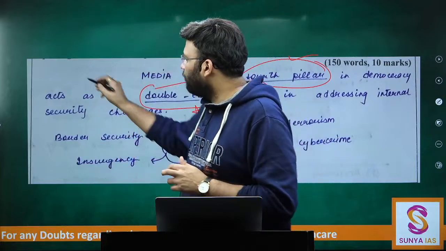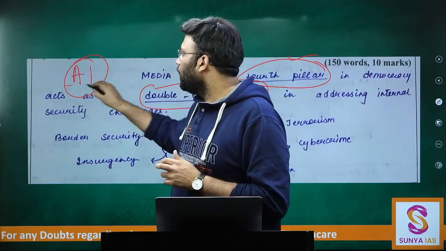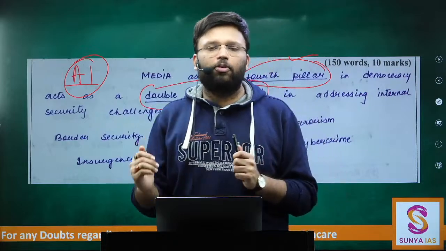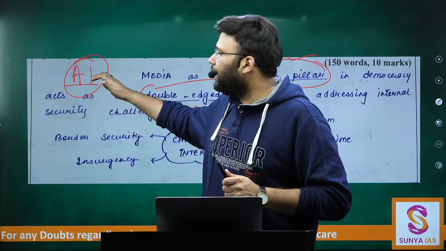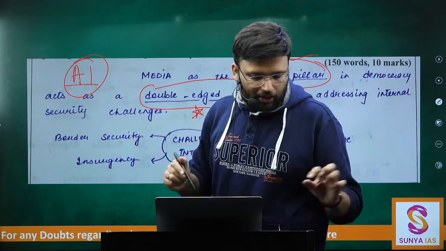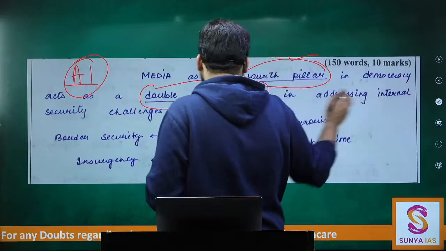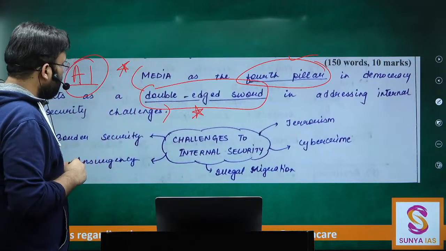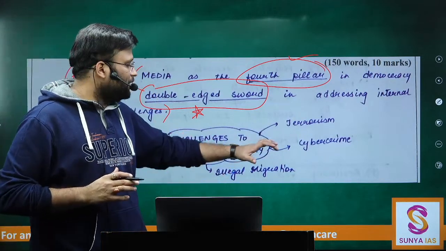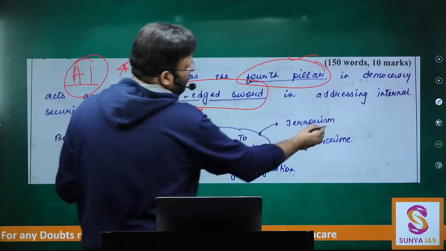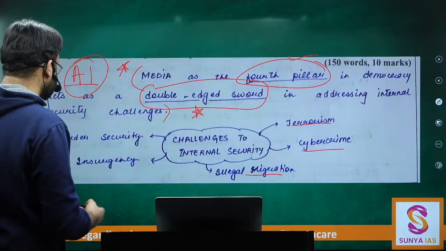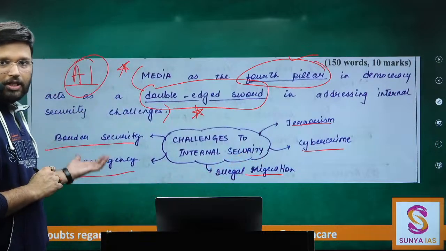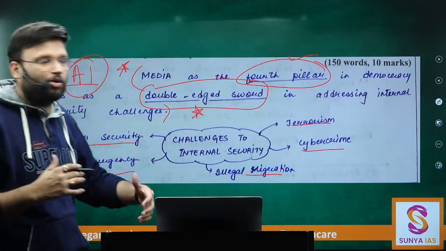For example, if you're talking about AI, you can tell how AI is creating certain kinds of opportunities as well as challenges. That's why AI is a double-edged sword. It is a very good keyword in addressing the internal security challenges. So the introduction is crisp. Then they have also split the internal security challenges into different issues like terrorism, cybercrime, illegal migration, insurgency, border security. All of these are internal security challenges. We will see how to integrate this.